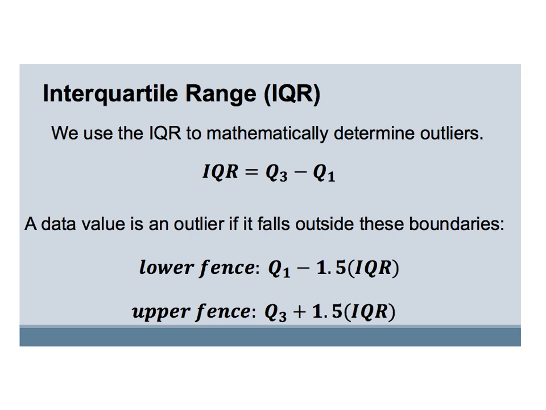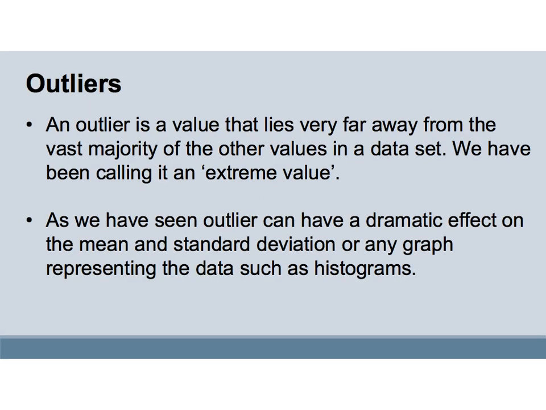But to get the lower fence, you do Q1 minus 1.5 times your IQR. To get the upper fence, you do Q3 plus 1.5 times your IQR. If it's lower than the lower fence or higher than the upper fence, it is an outlier. And outliers we've talked about several times.